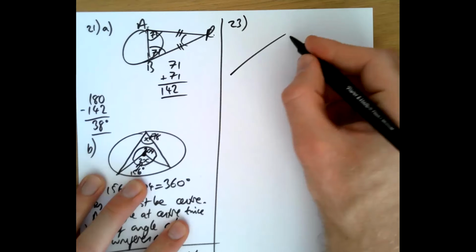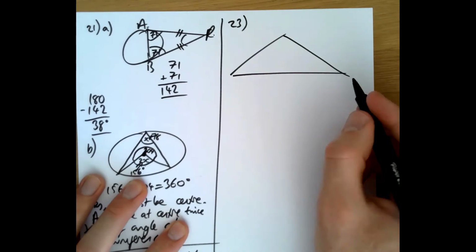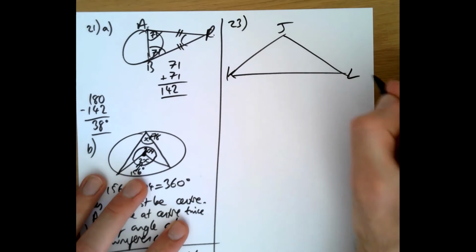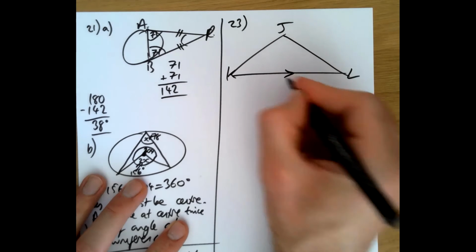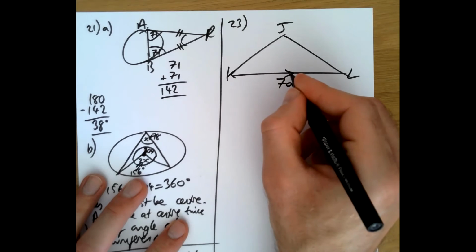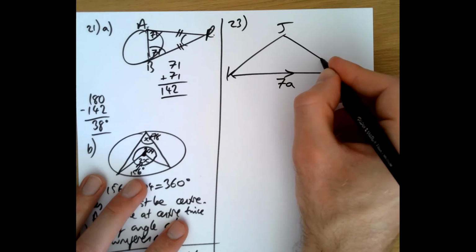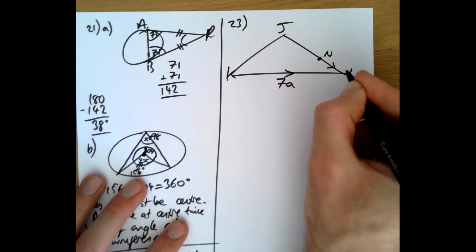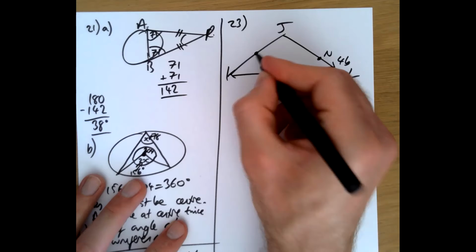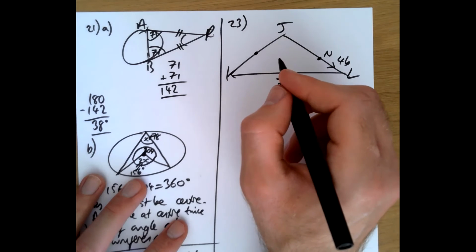So let's just copy this triangle out to see if that helps us. So we've got J, then we've got K, then we've got L. Because vectors have a size and a direction, the arrows are important. So we've got N somewhere along here, and that one is 4B, and M looks like the midpoint, and it says yes, so M is the midpoint.